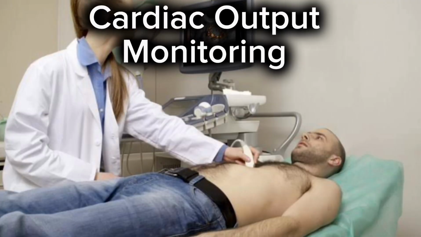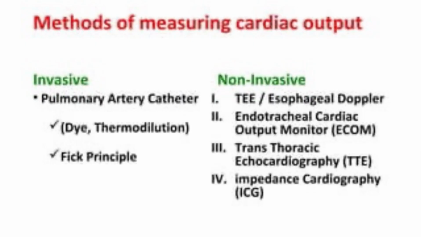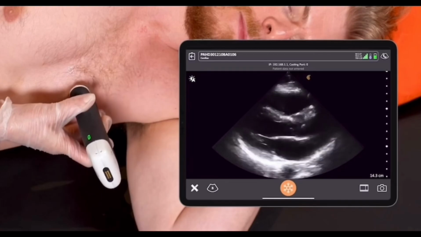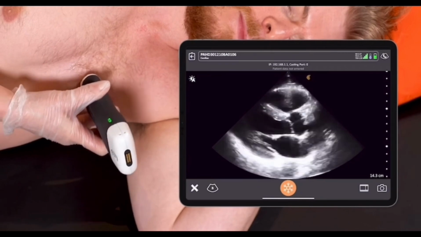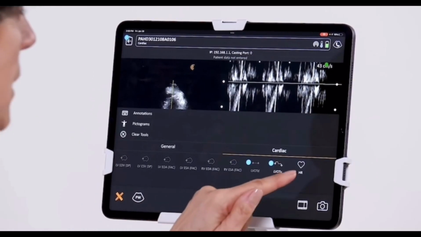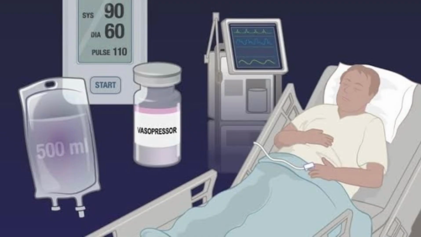Next, let's discuss cardiac output monitoring through echocardiography. Although other modalities are also available for cardiac output measurement, echocardiography is non-invasive and provides real-time imaging of the heart. It can estimate cardiac output using Doppler flow measurements. It is very useful for assessing cardiac function and diagnosing underlying causes of shock. Furthermore, this information on cardiac output guides fluid and vasopressor therapy.